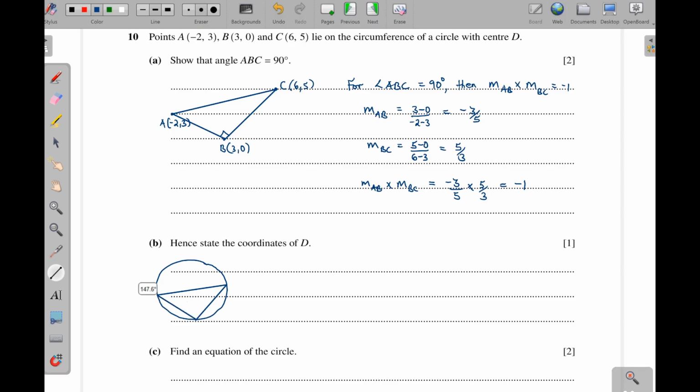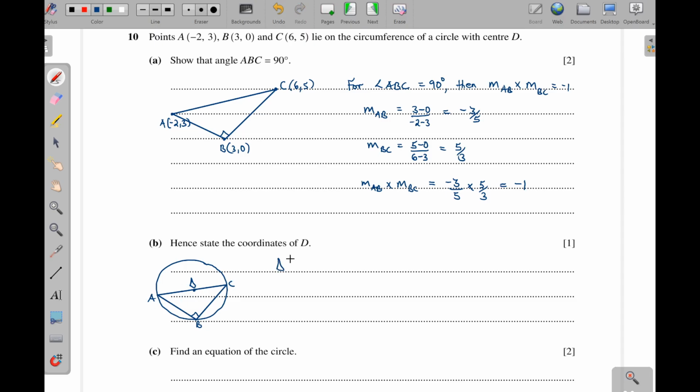Whether you put it here, or you do it like this, this angle here will always be 90 degrees. So this angle here is 90 degrees. This is A, this is B, this is C. So this simply implies that AC is the diameter. And since they said that D is the center of this circle, D is going to be the midpoint of AC.